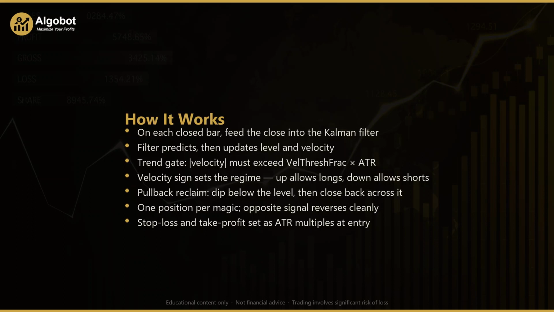Position management is straightforward. Only one position per magic number exists at a time. If an opposite signal appears while a trade is open, the strategy closes the existing position first and then opens the new one, so it can reverse cleanly. Finally, risk. Every trade is protected the moment it opens. The stop loss is placed at a multiple of the average true range away from entry, 2 times by default, and the take profit at another multiple, 3 times by default. That gives a reward-to-risk shape of roughly 3:2. Position size is a fixed lot.